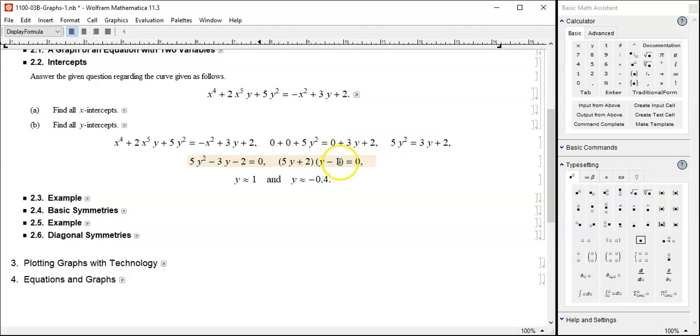Multiply 2 times negative 1, negative 2, that's the constant, okay. 5 times negative 1, negative 5, 2 times y, negative 5 plus 2, that'll give me negative 3. Yes, this is correct. And then from the first factor, we get y equals negative 2/5 by setting it equal to 0. And from the second factor, you're going to get y equals 1. And what a guess! Negative 0.4 was a perfect guess.